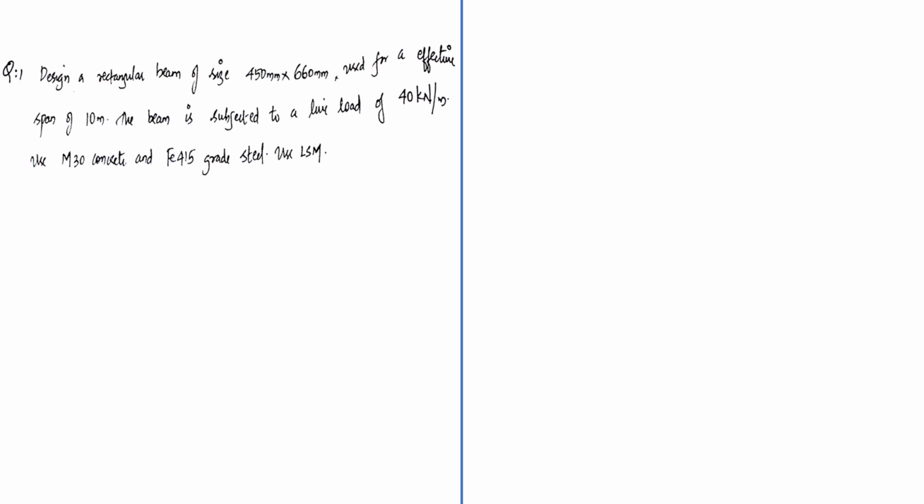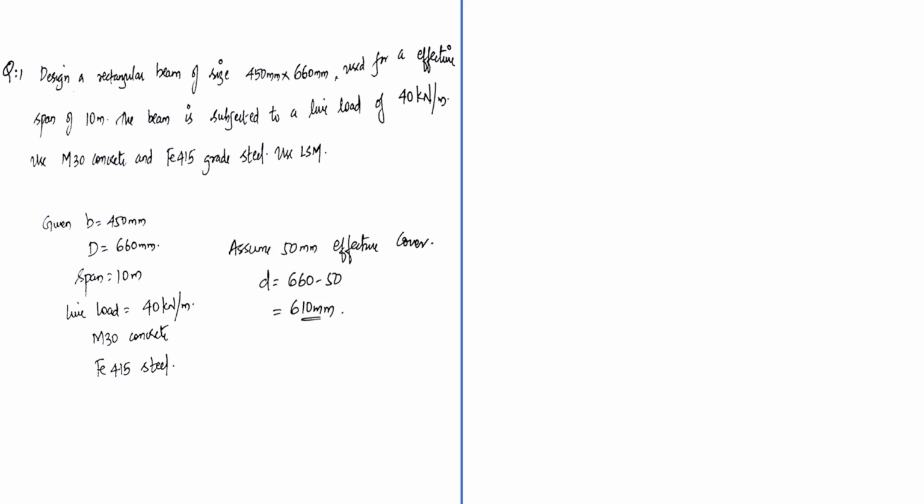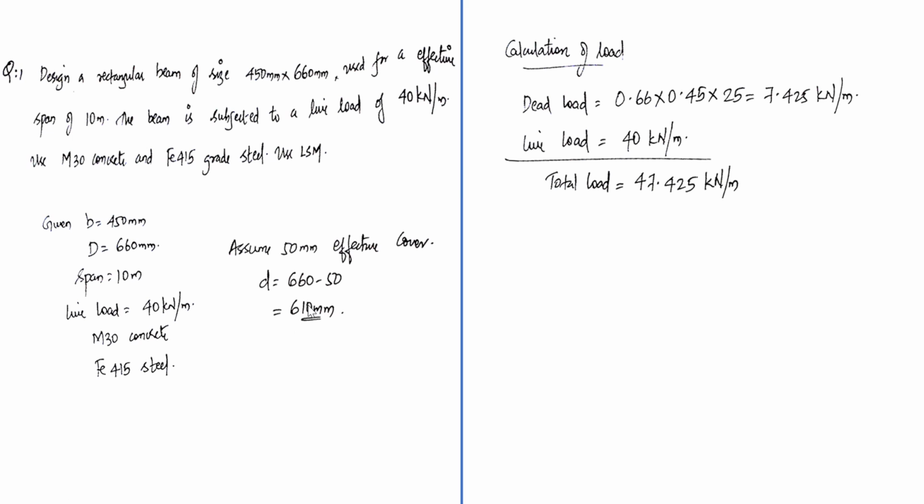limit state method. So the width of the beam is given, total depth is given, span is given as 10 meter, the live load is given as 40 kilonewton per meter, M30 and Fe415 grade steel. So assuming an effective cover of 50 mm, we will get d equal to 660 minus 50, that is 610 mm. Now we need to calculate the load. Here it is given live load, so we need to calculate the self load of the beam per meter length, that is dead load. I will get it as total depth 0.66 into width of the beam 0.45 into 25, that is the density of concrete. You get 7.425 kilonewton per meter length of the beam.